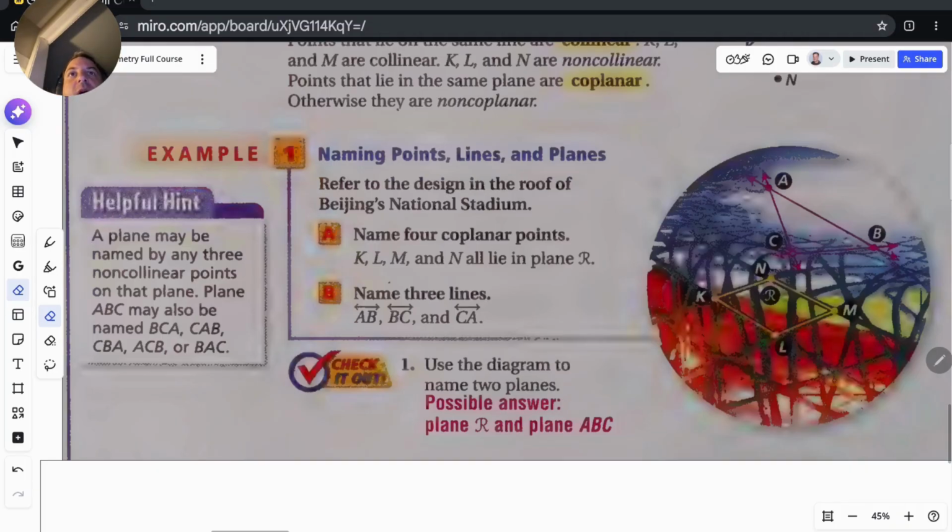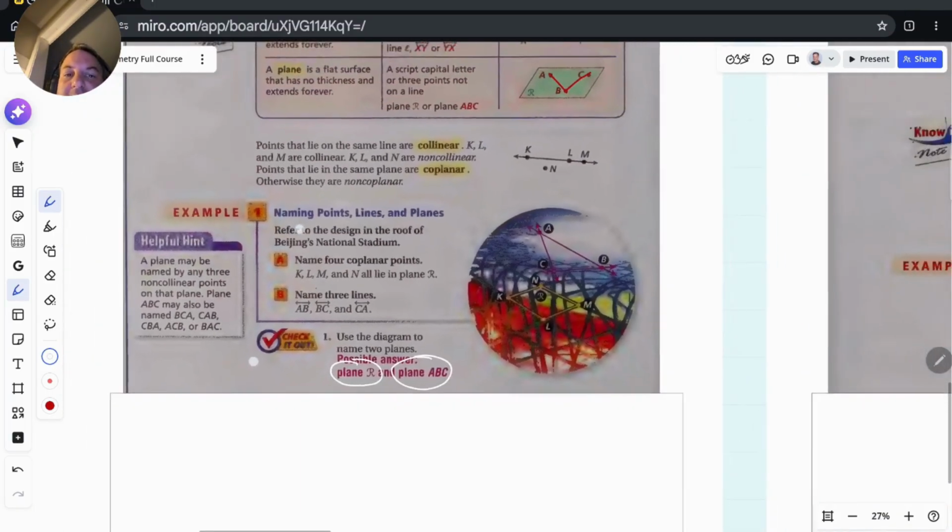So two correct possible answers are plane R and plane ABC as such. Now the triangle ABC also lies on a flat surface, so we can name that plane by its 3 points. So our possible answers are plane R and plane ABC. All right, let's continue on.